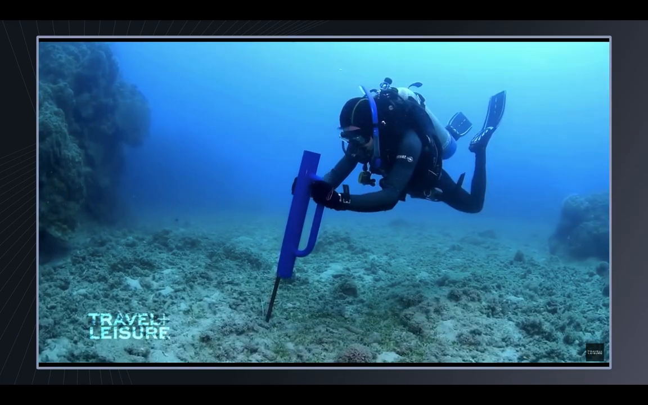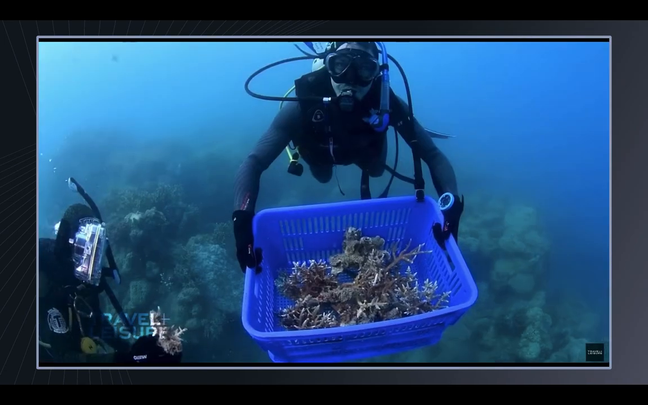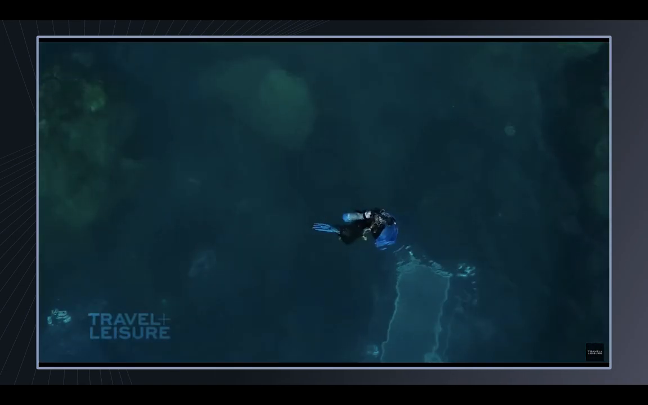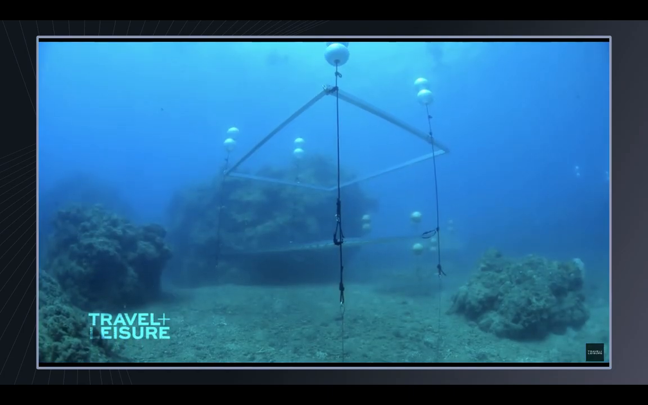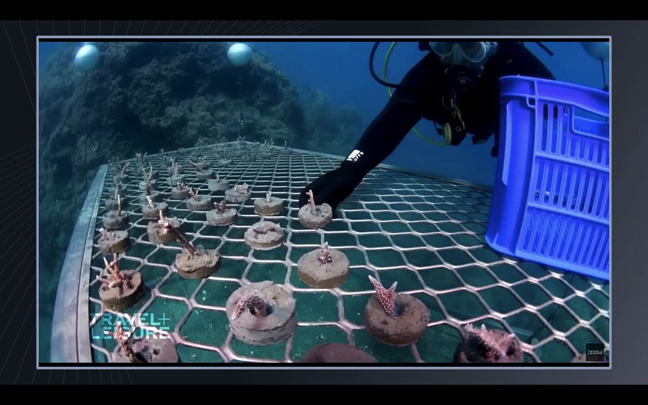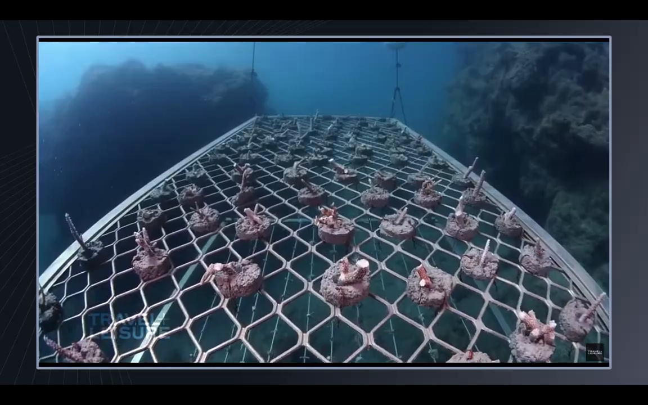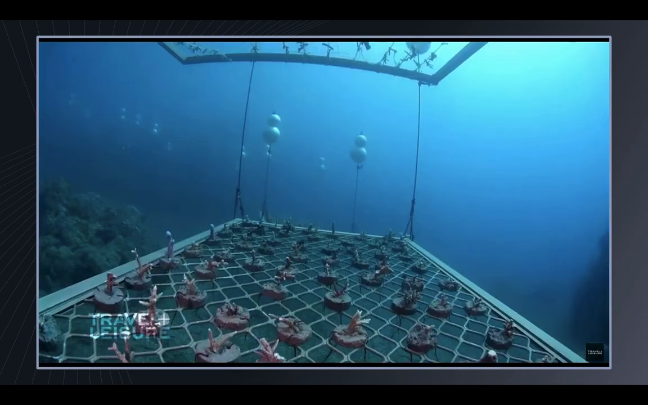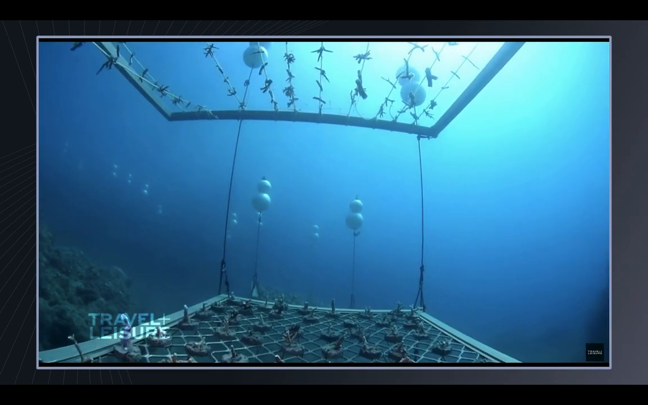There's 2 methods of coral propagation that we're using at the moment. Collect coral, put them onto nurseries that we've actually built under the water in the marine park, and then give the corals time in these nurseries to get to a suitable size where we can then plant them back into the damaged sites.